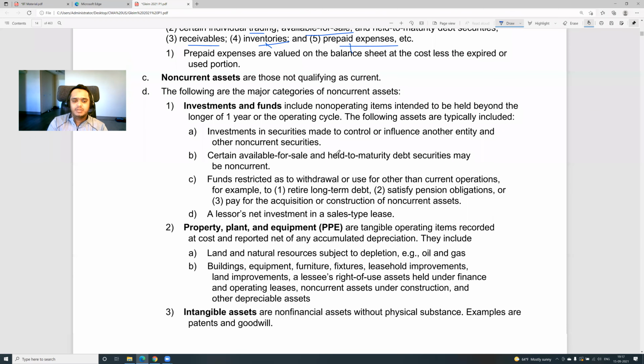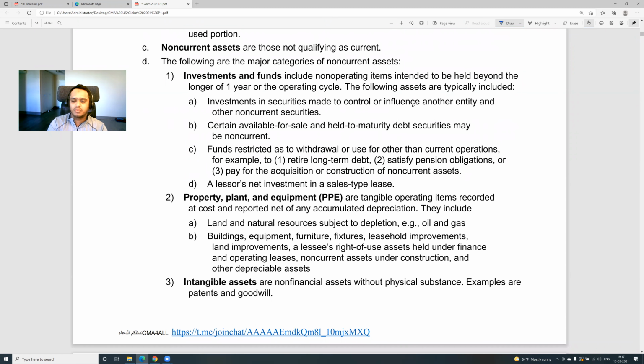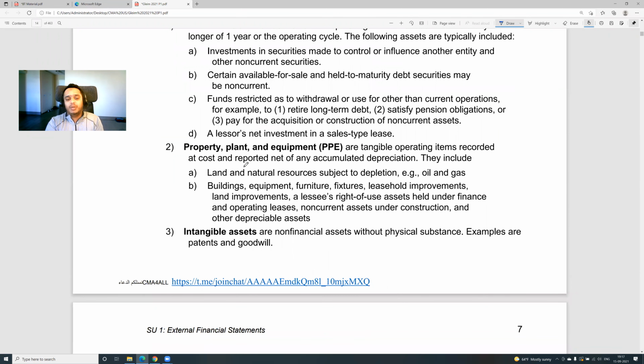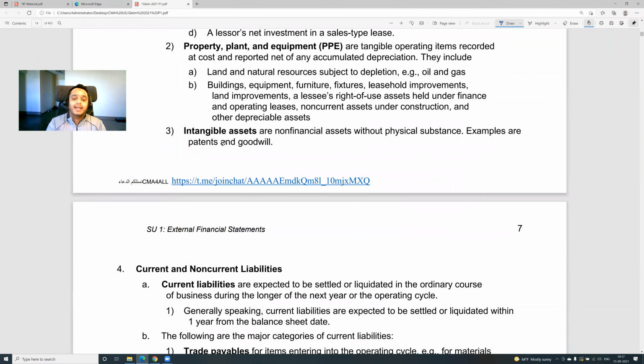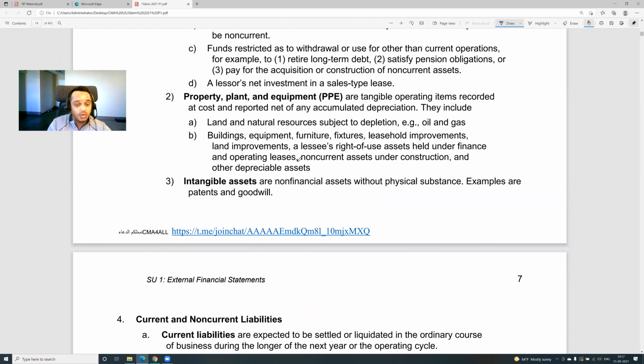Now, investments in securities made to control or influence another entity, and other non-current securities, certain available for sale, held to maturity, but for more than a year, that's non-current assets. Plant, property, equipment, you use it, you keep it in the business for more than a year, that's a non-current asset for you. Then come intangible assets, which are non-financial assets without any physical substance. Examples: patents, goodwill, and even brand value, logo value, trademark value. These all are intangible assets.